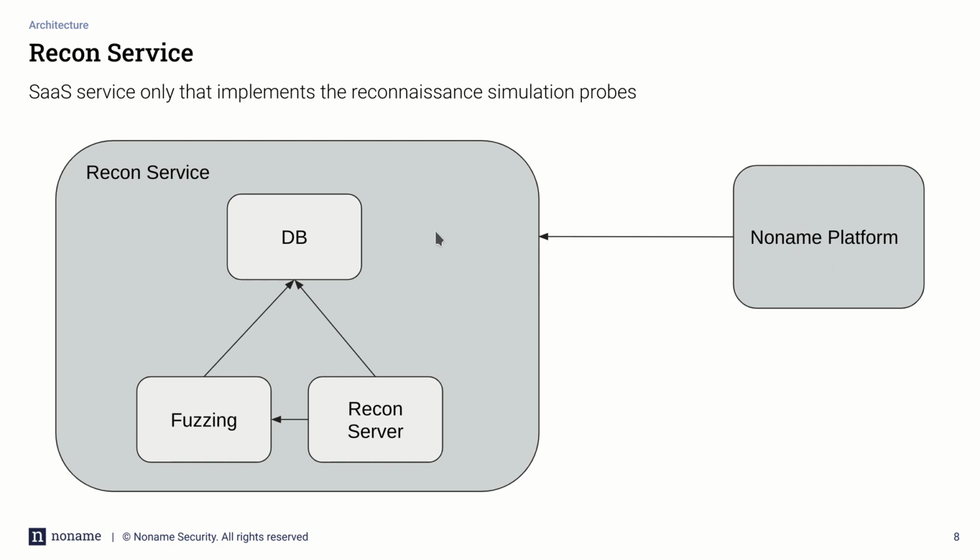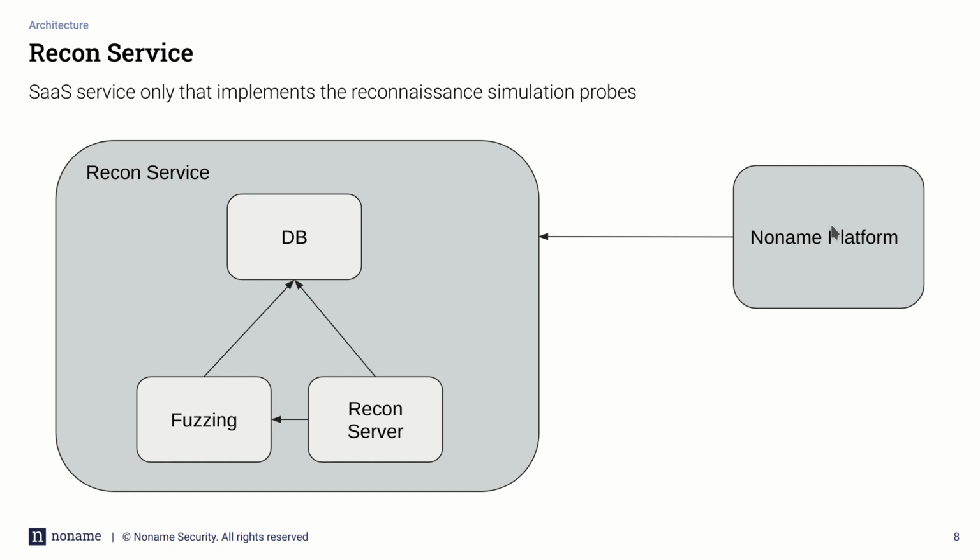What do I mean by that? The Noname platform communicates information to the recon service. The only thing it does is store it in the database. The recon service reads the information, fuzzes it, discovers additional elements of your infrastructure, your network, and so on, and scans the contents of that network for sensitive and forbidden data. Just to give you an example, client IDs, client secrets, tokens, and so on. And if it finds anything, it reports it back to the Noname platform.